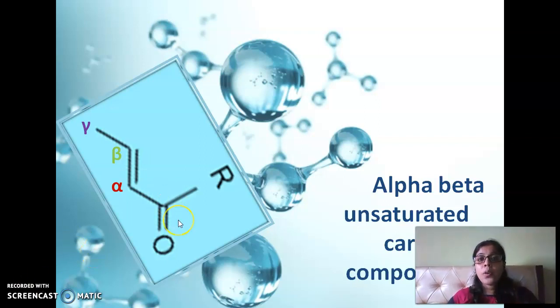Now when we say carbonyl compounds, all the carbonyl compounds which we know are ketones, aldehydes, carboxylic acids, esters. So all these have a C=O in their structure. The carbon exactly next to the carbonyl carbon is always termed as alpha carbon. The next to it is always termed as beta carbon, then gamma, and so on and so forth.